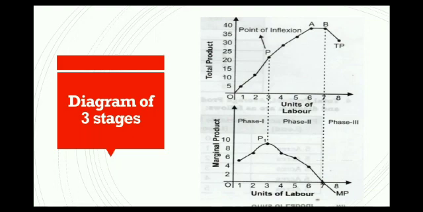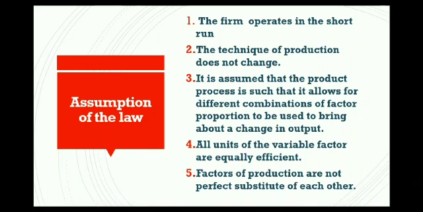Next, assumptions of the law. Point number 1, the firm operates in the short run. This means that only one factor of production is variable while all other factors are constant. Point number 2, the techniques of production do not change. That means there is no improvement in technology.